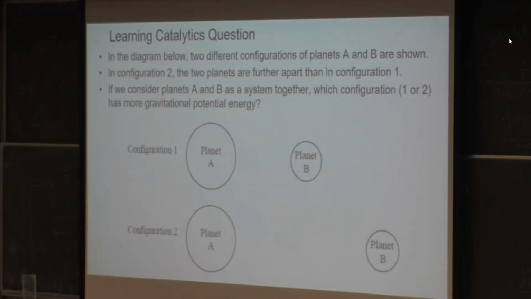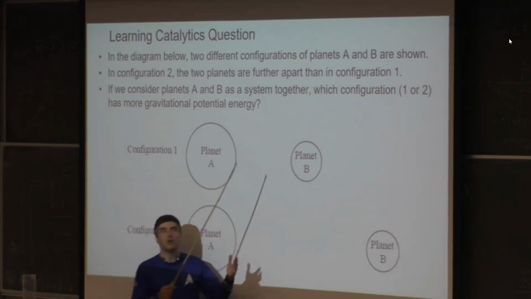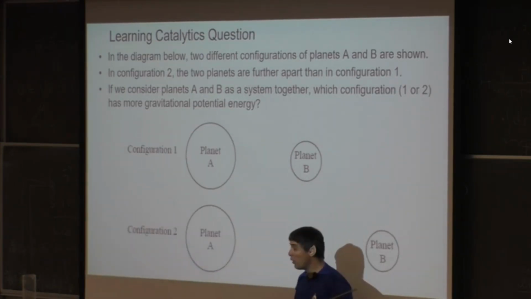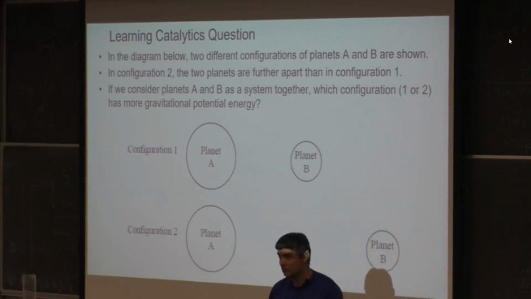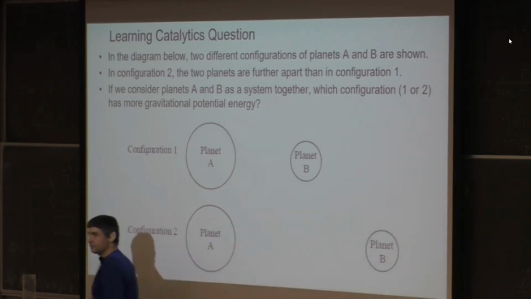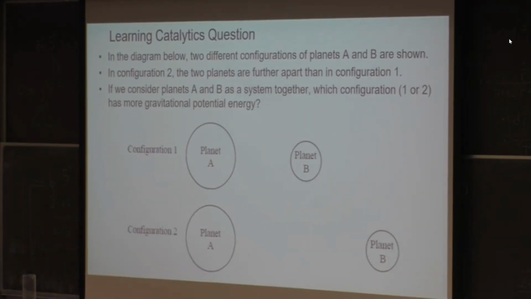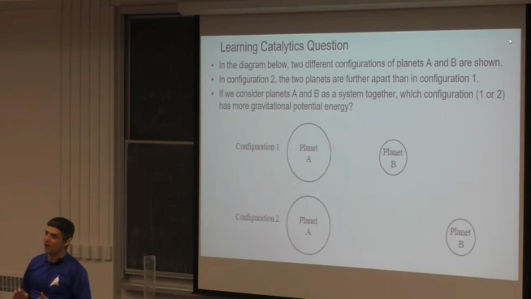Oh, well, let's do this. Let's do a concept question first, because this is an important concept. Probably should say configuration A and configuration B, but anyway, A is configuration 1, B is configuration 2. It's the same two planets, but they're at a different distance. Which of these two configurations has more gravitational potential energy? So give you a minute on that. Definition of more.